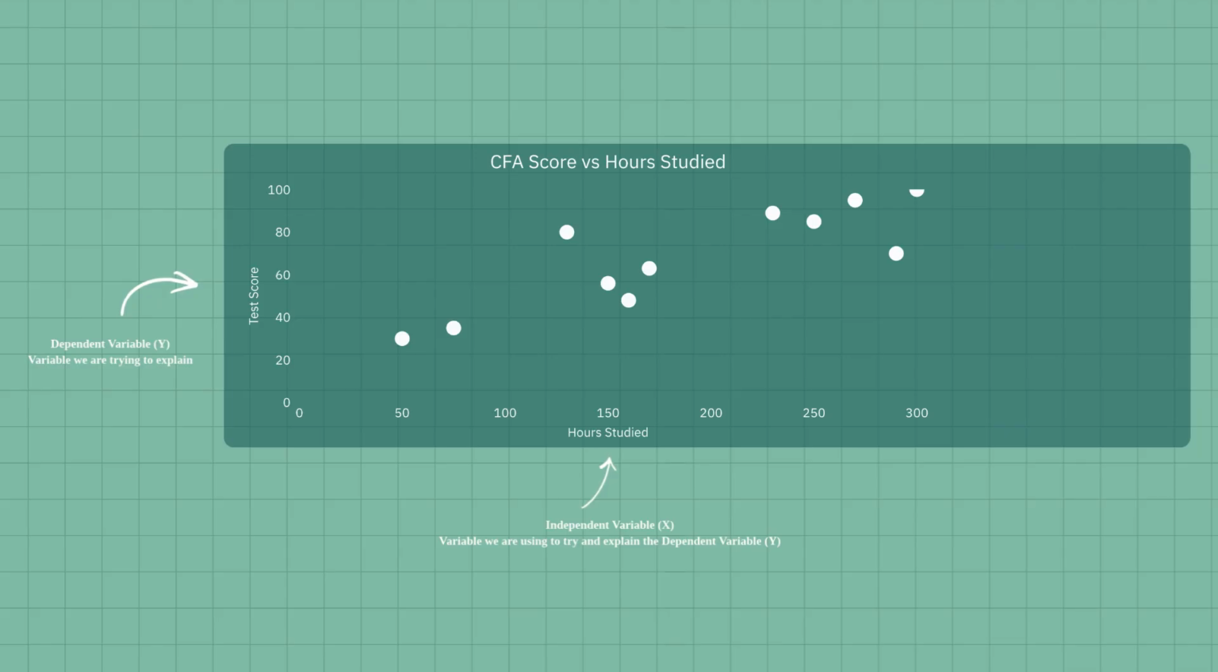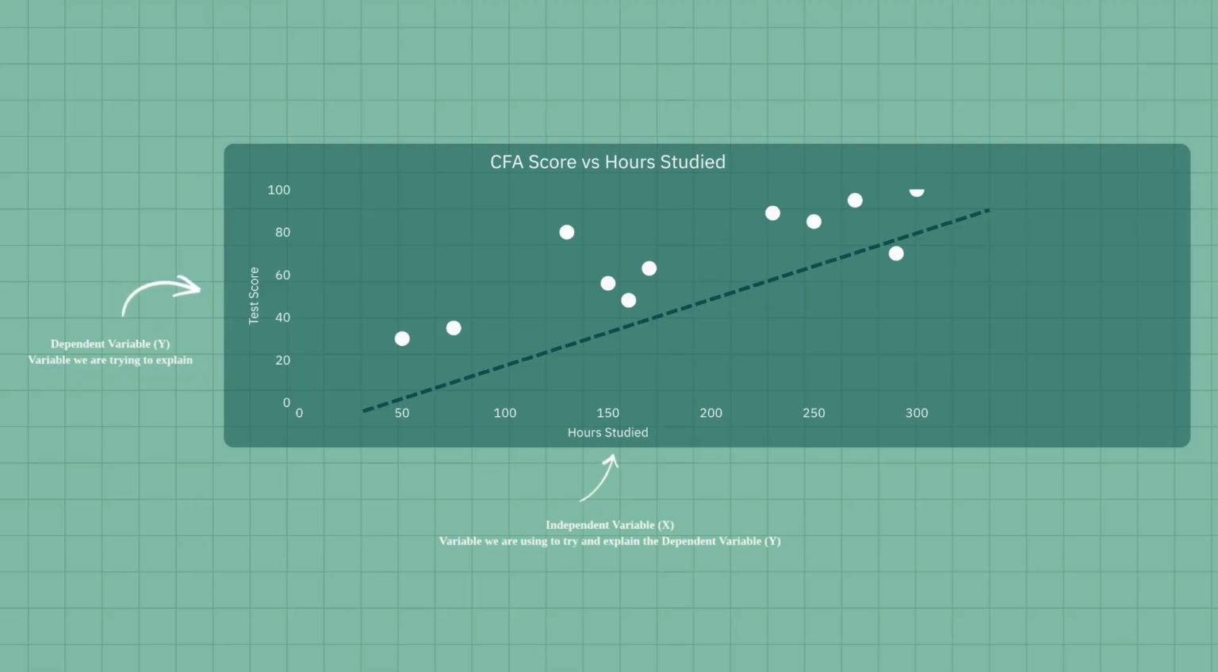To get a feel for the relationship, we can start by plotting past observations on a scatter diagram with study hours on the horizontal axis and exam scores on the vertical. When we look at the pattern of points, we can often get a visual sense of whether a relationship exists. If the points tend to move upward together in a roughly straight pattern, that suggests a positive linear relationship.